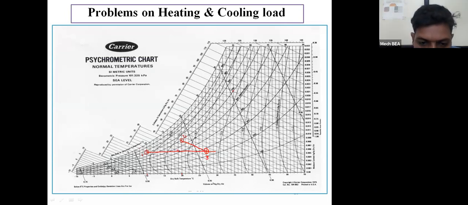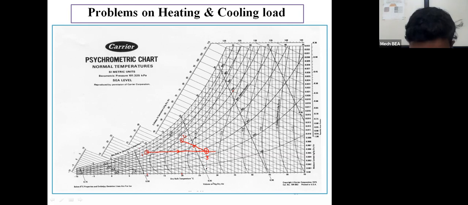That means the 1 to 3 process will be the sensible heating process, which will occur inside the heating coil, and the 3 to 2 process will be the cooling and humidification process or adiabatic humidification process, which will occur inside the adiabatic humidifier. Are you getting it? So this will be my point number 3.